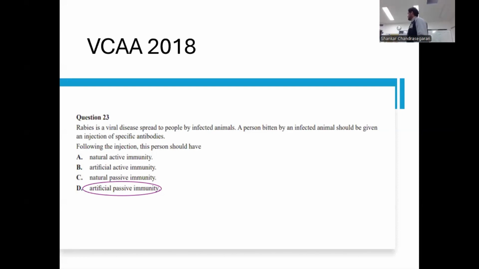All right. Let's just go through this quick example. Rabies is a viral disease spread to people by infected animals. Basically, when an infected animal bites you, it passes on the pathogen that causes rabies, and a person bitten by the infected animal should be given an injection of that specific antibody. So they are being given the antibodies. That means that it is artificial. And since the antibodies are being supplied, they are not made by your own body. That is also passive. That's why the answer is artificially passive.